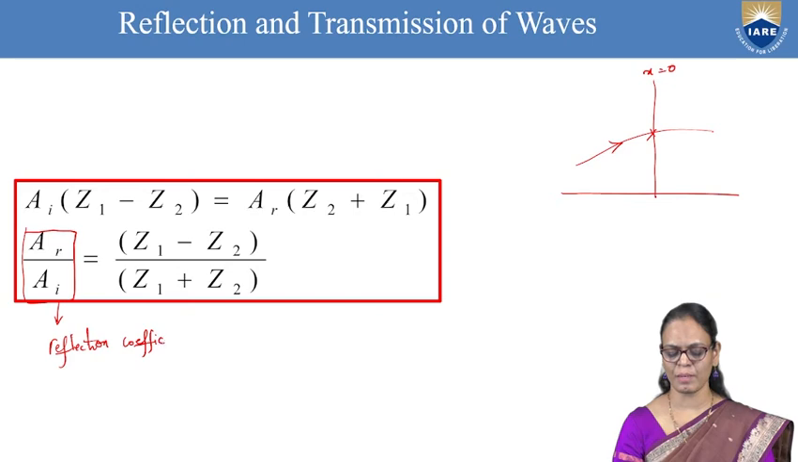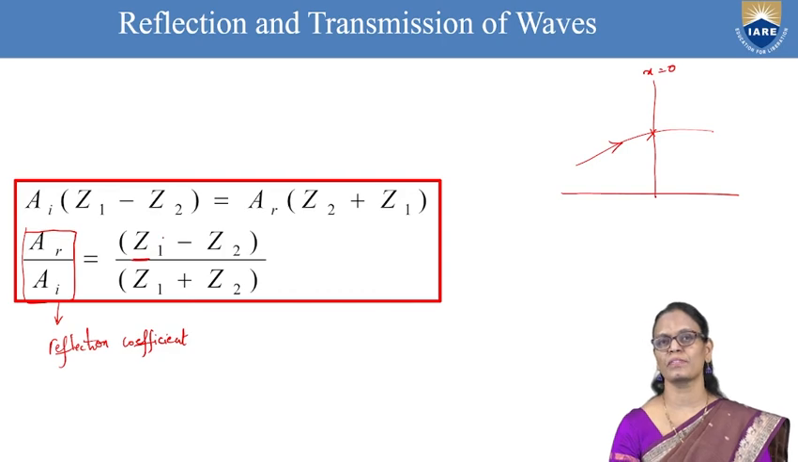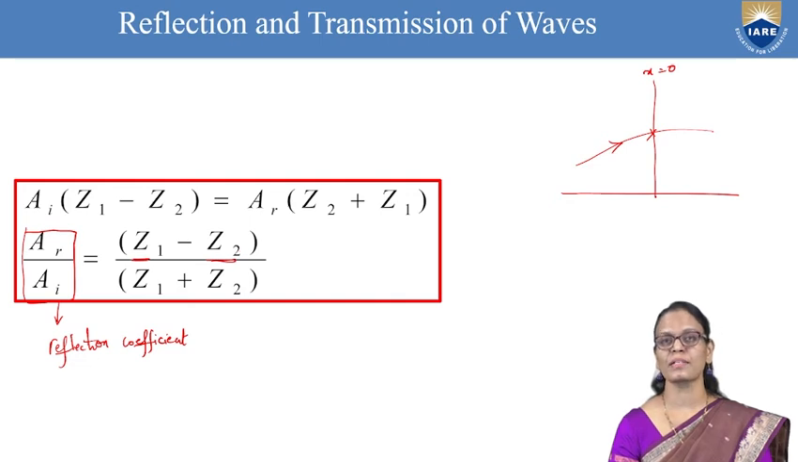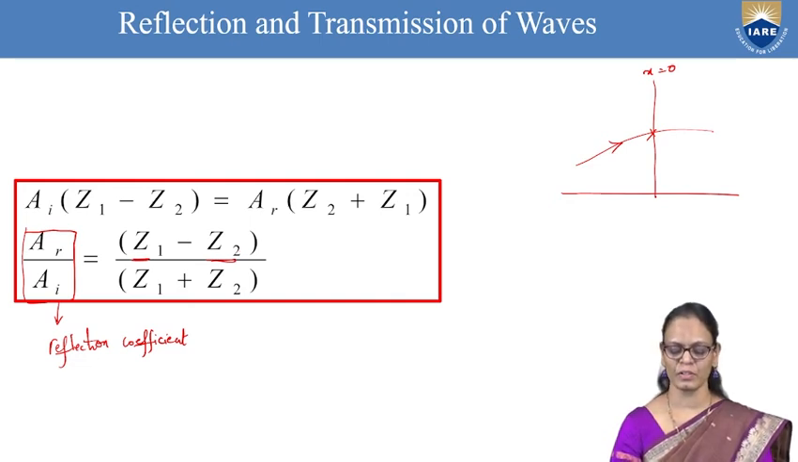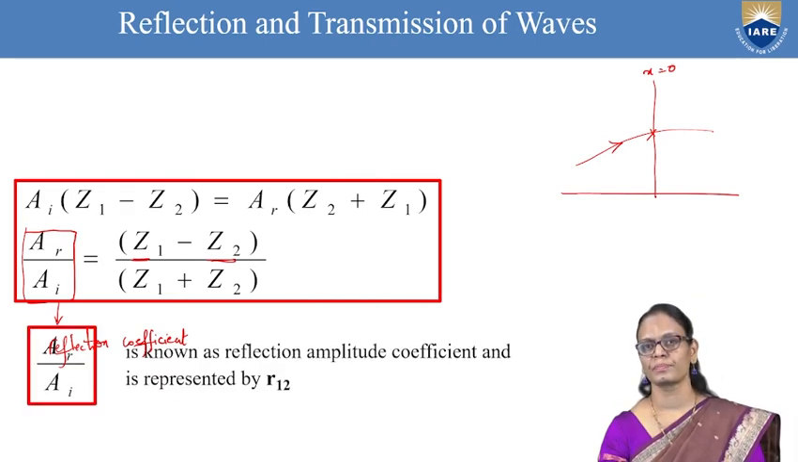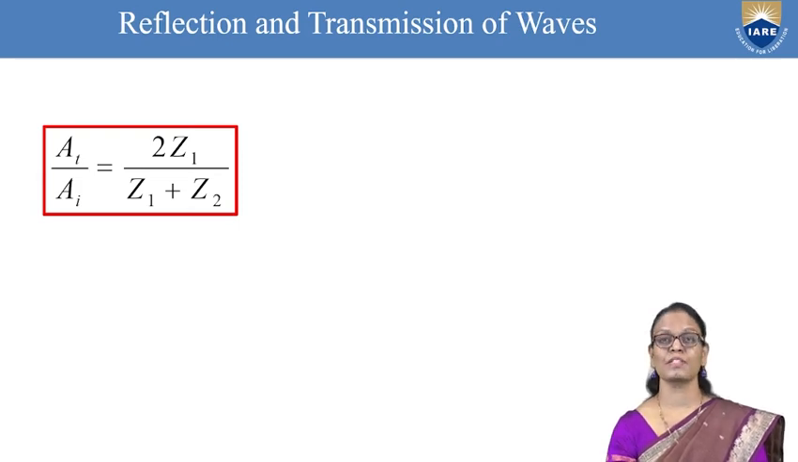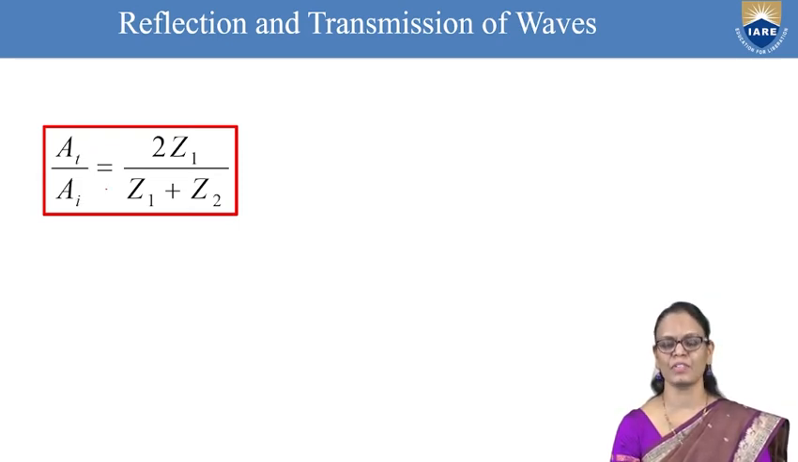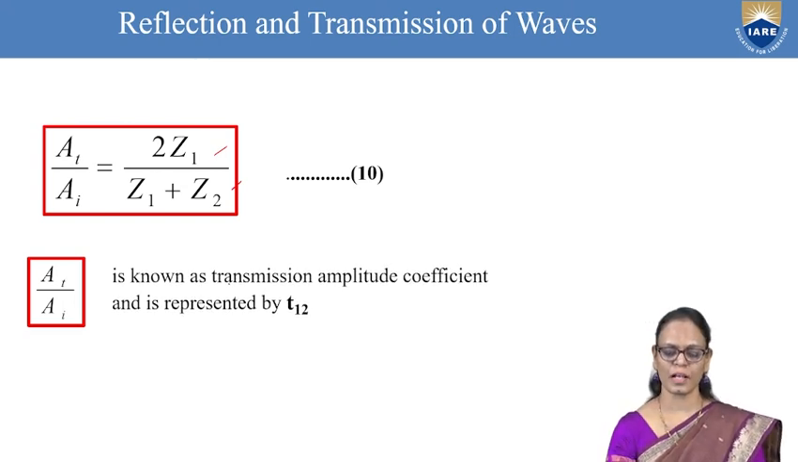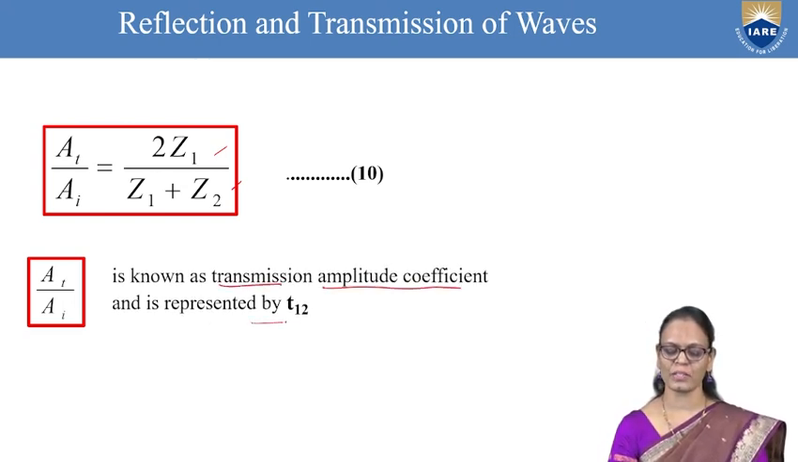So it all depends upon the impedance in the system. Z1 is the impedance for the wave traveling in the forward direction and Z2 for the other medium. So Z1 minus Z2 upon Z1 plus Z2 will give the reflection coefficient. Now what is the transmission coefficient then? The transmission coefficient is given by AT upon AI, which is equal to 2Z1 upon Z1 plus Z2. This is known as the transmission amplitude coefficient and is also denoted by T12.